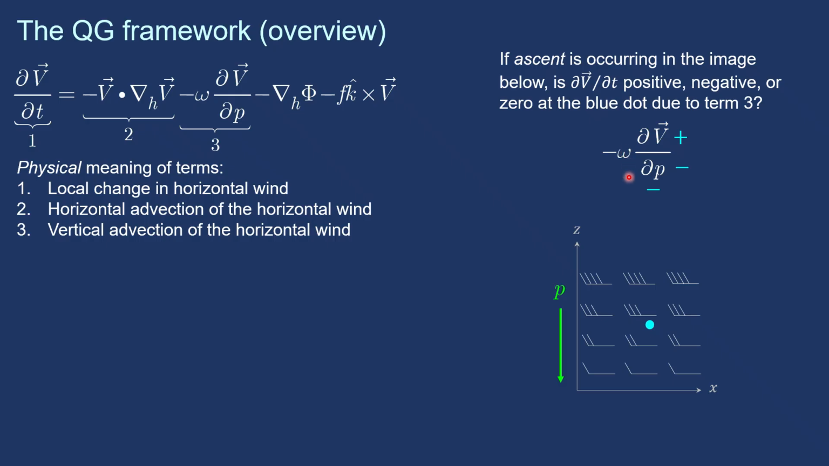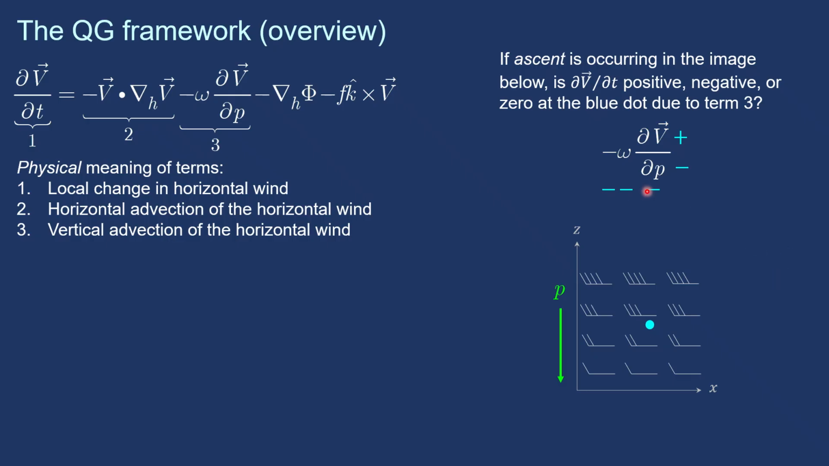Now, what about the sign of omega? Omega is partial p partial t, so the change in pressure with respect to time. If the air is ascending in this image, pressure would be going down with respect to time if you're following an air parcel as it ascends. And a decrease in pressure with increasing time would suggest that omega is negative. And omega is always negative for ascending motion. And so the sign of omega would be negative here. And we also have a leading minus sign on this term.